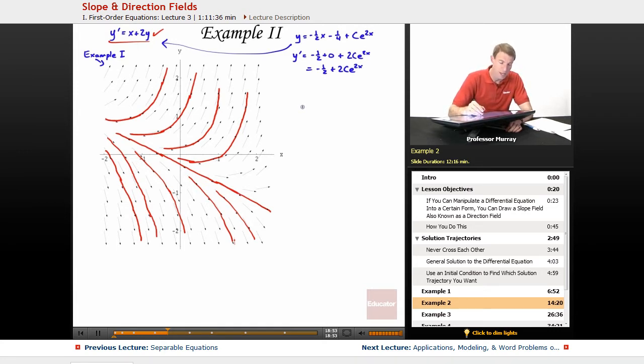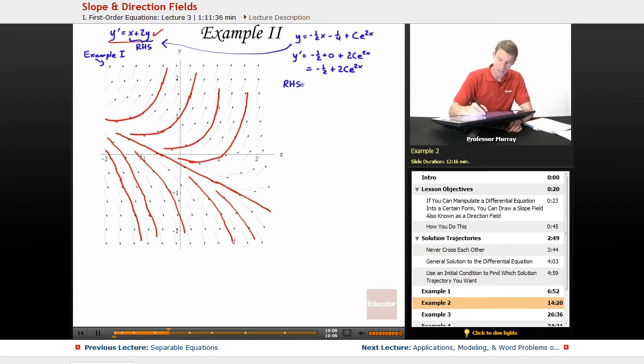And so that's y prime. Let me work out the right-hand side of the differential equation. The right-hand side is x plus 2y. Let me label that as RHS for right-hand side. So that's the right-hand side of the differential equation.